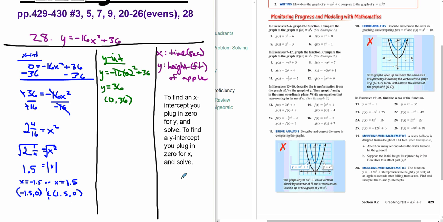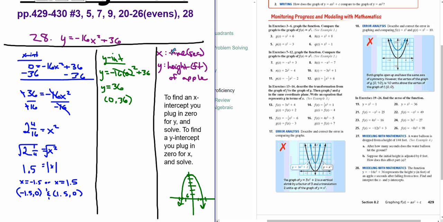Now again, just think of this graphically real quick here. So we've got (0, 36). Let's go up by 6 on my y-axis. (0, 36). We have two x-intercepts, (-1.5, 0) and (1.5, 0). So my graph looks like this, just as a rough sketch. And it says we need to interpret the x and y intercepts for this problem.